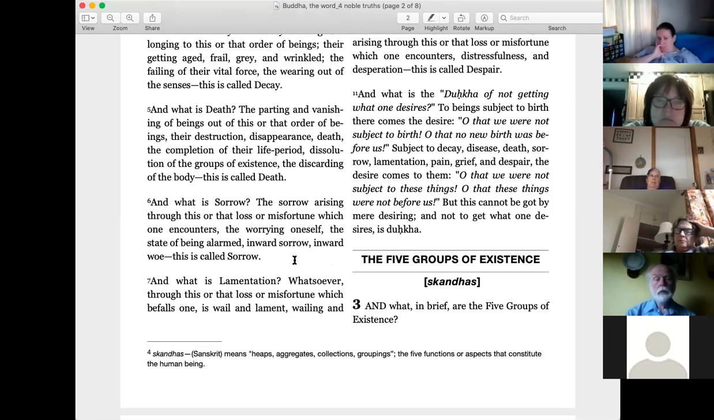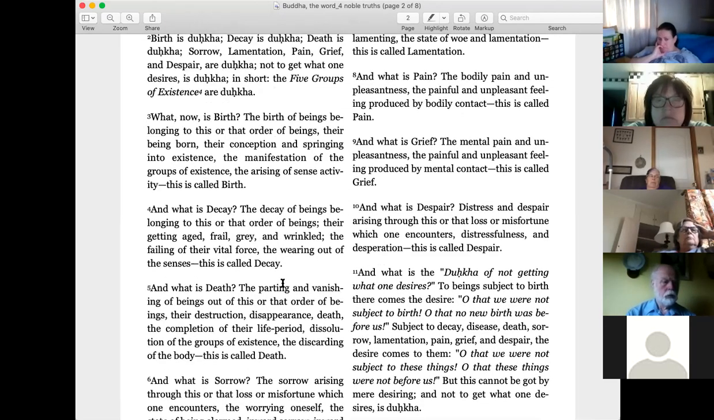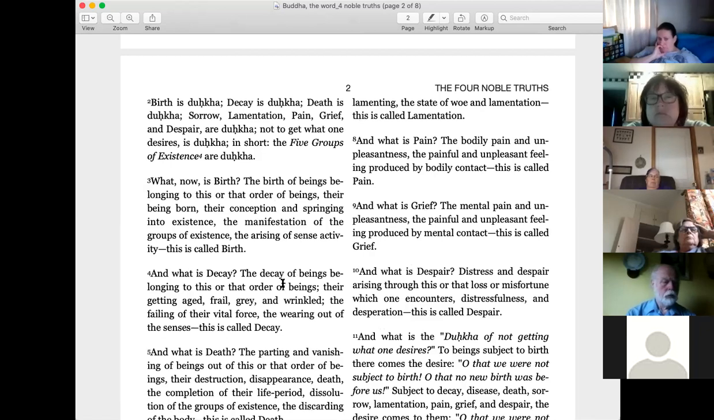And what is sorrow? The sorrow arising through this or that loss or misfortune which one encounters, the worrying of oneself, the state of being alarmed, inward sorrow and outward woe. These are what we call sorrow. And what is lamentation? Through this or that loss or misfortune which befalls one, there is wailing and lamenting, the state of woe and lamentation.